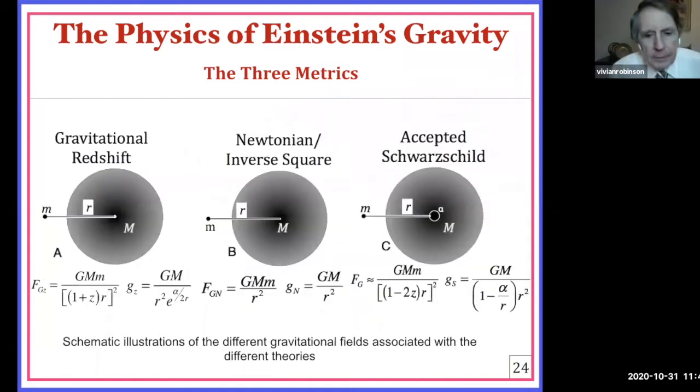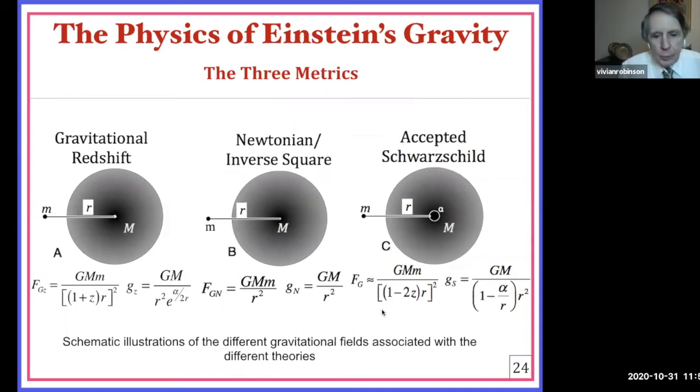This slide summarizes the acceleration due to gravity under the different theories. The gravitational redshift theory operates on the distance from the center of mass, and the denominator is r squared e to the alpha over r. Newtonian mechanics also operates from the center of mass, and its denominator is just r squared.